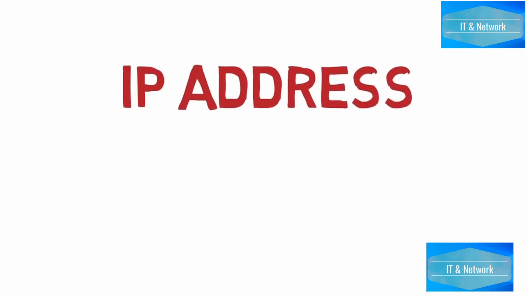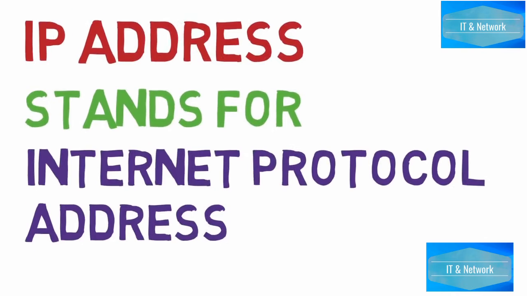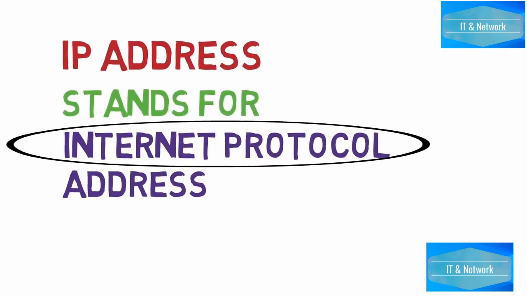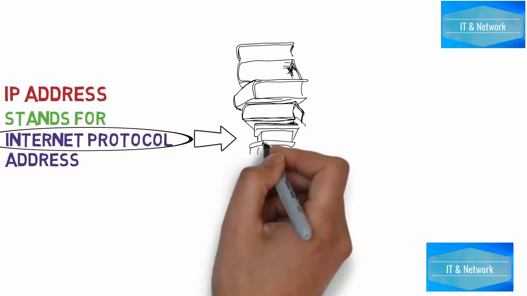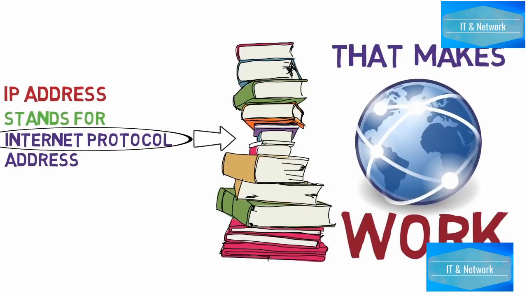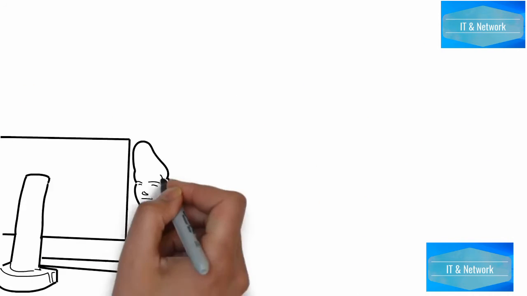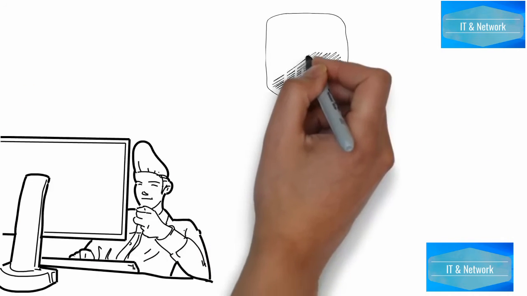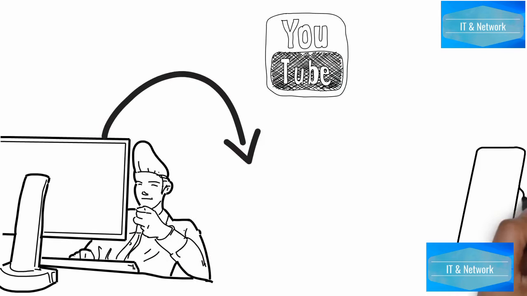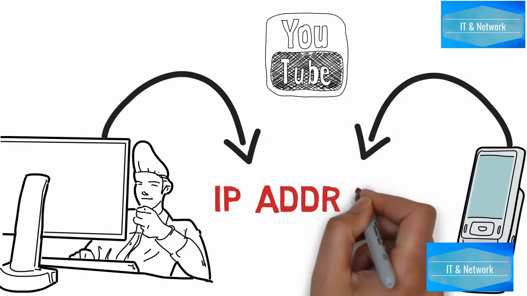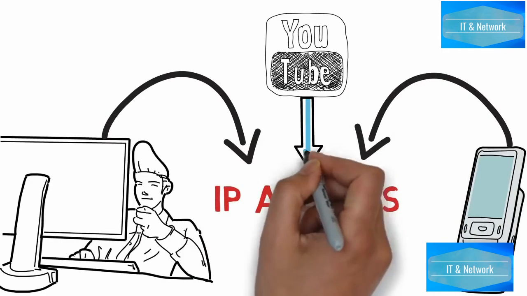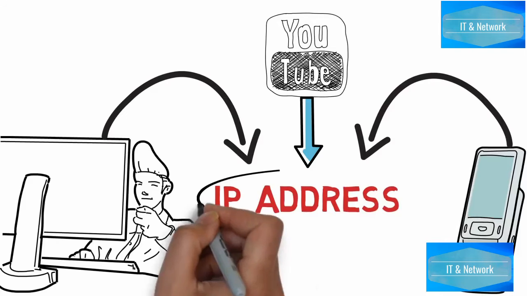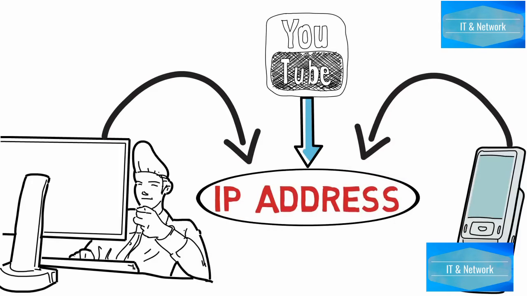IP address stands for Internet Protocol Address. But what does this mean? Internet Protocol is a set of rules that makes internet work. You are able to watch this video this time in YouTube only because your computer or your smartphone has an IP address, and YouTube is sending you all the data related to this video to this IP address.